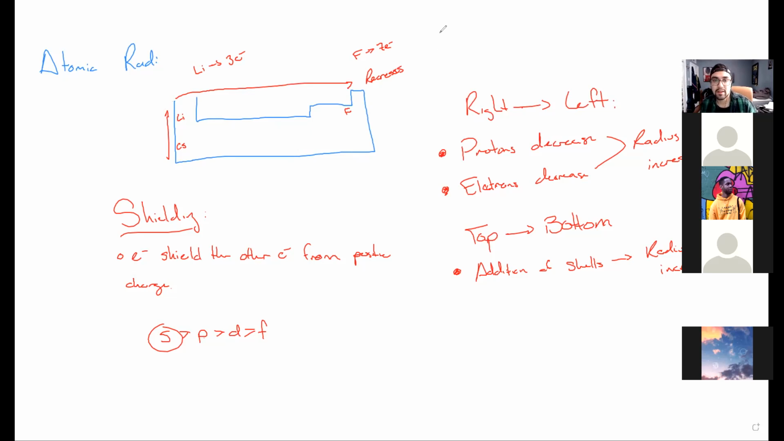This is our radius, by the way. What's the difference between lithium and fluorine in terms of subshells? Looking at our electron configuration of lithium, what's our electron configuration of lithium? 1s2 2s1, yes. And then what about fluorine?